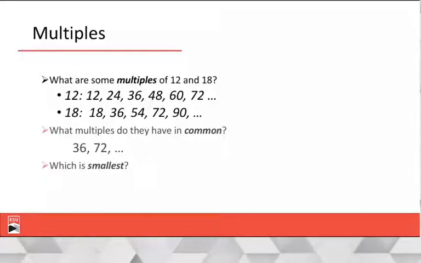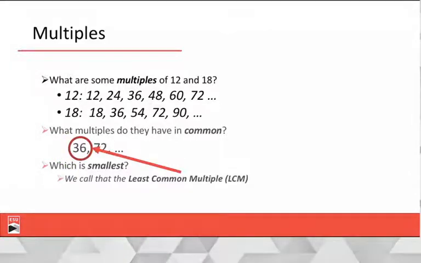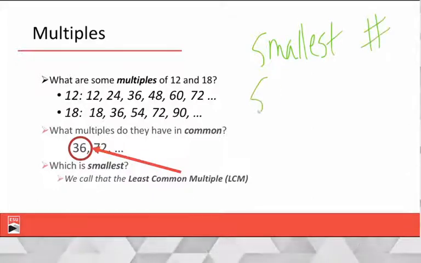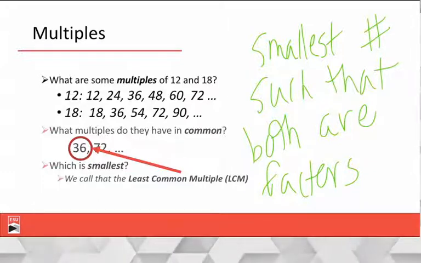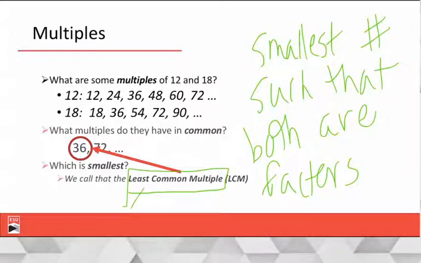It's the 36. And so that 36, because it's the smallest number such that both are factors, if we want to use our language there, because 36 has 12 as a factor, and 36 has 18 as a factor, and it's the smallest number for which that's the case. We call it the least common multiple, because it's the smallest multiple common to both.